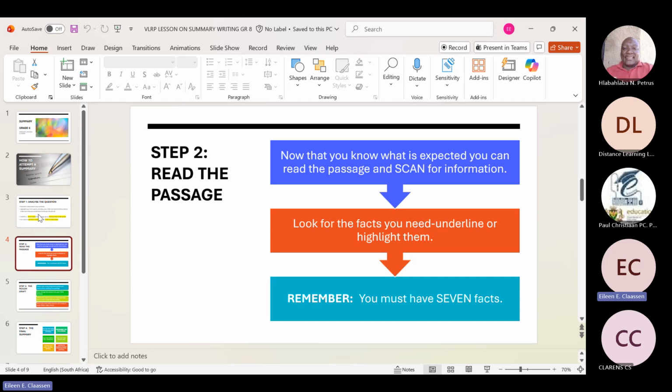So now you know what is expected of you. You can read the passage and you can scan for information. What does that mean? As you read, if there's information that is not about how to save water, you ignore that because that's not what you're looking for. And as you read, look for the facts that you need, and then you highlight or underline all the facts on how you are saving water, and number them if you want to. In other words, number 1, 2, 3, 4, 5, 6, 7.